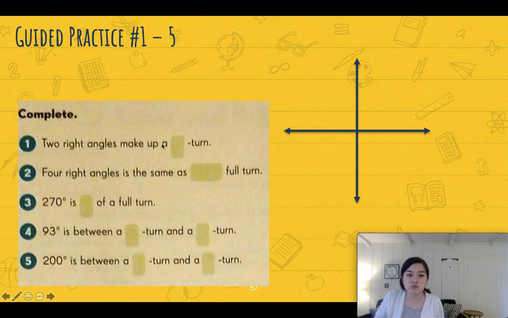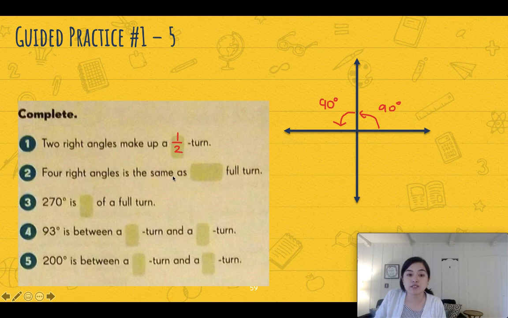Two right angles make up a what type of turn? So where are my two right angles? So I'm gonna start where I started in my examples. I'm gonna start here. So here's one right angle, here's another right angle. So I'm gonna do 90 plus 90, or I can do 90 times 2, which gives me 180, right? But it doesn't tell me the degree I want, right? What type of turn? It's actually just half a turn, right? Because a full turn is right here, but it's just half of that. So it's a half turn, okay?